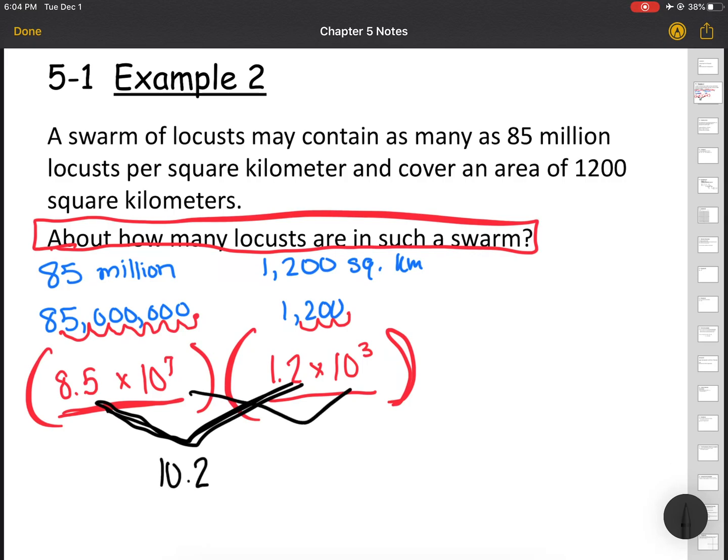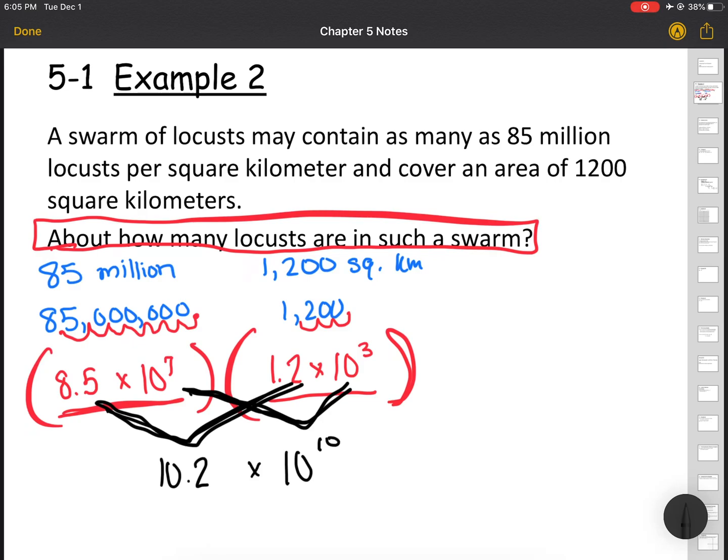And then I'm going to look at my bases with the exponents. They have the same base, so I'm going to leave it as 10. And when they're being multiplied together, we're going to use the product of powers rule. Since they have the same base and they're being multiplied together, all I need to do is add their exponents. So 7 plus 3 gives me 10.